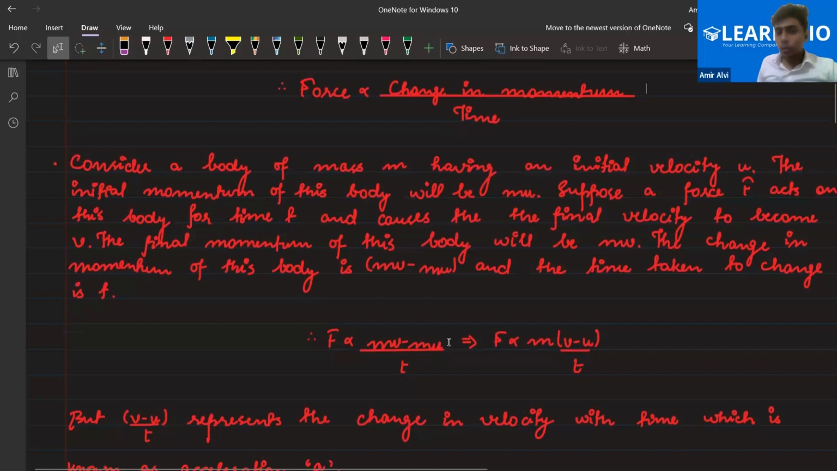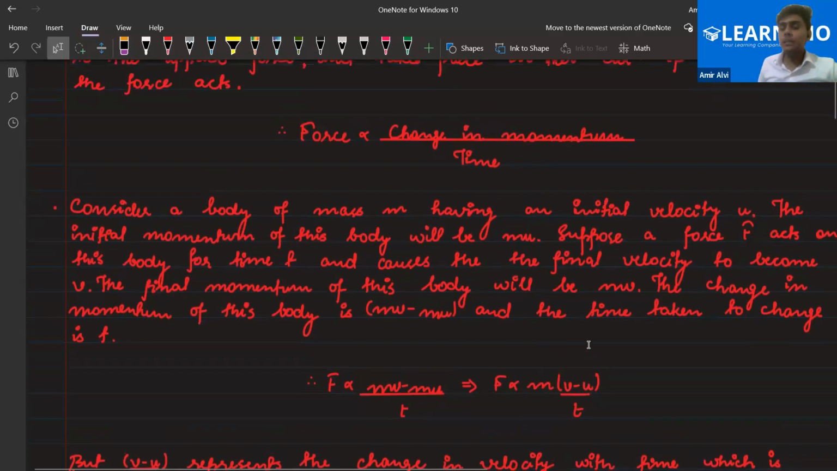Now, to simplify it a little bit, I have taken m as common, because m is common right here. The body is the same, so the mass is not going to change at all. What is left inside the bracket is v minus u, divided by the denominator t. So v minus u by t. As you can see, this is a quantity that we have studied in the motion chapter. Can anyone tell me?